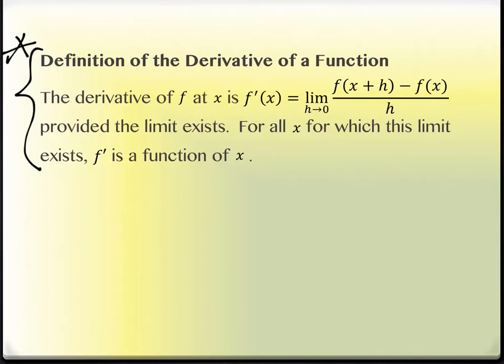And this is for all x for which, I think there's a typo in my notes. Does it say for all x or which in your notes too? For which, so it's fixed in your notes, but I didn't get it fixed in mine. Okay, for which this limit exists. f prime is a function of x.